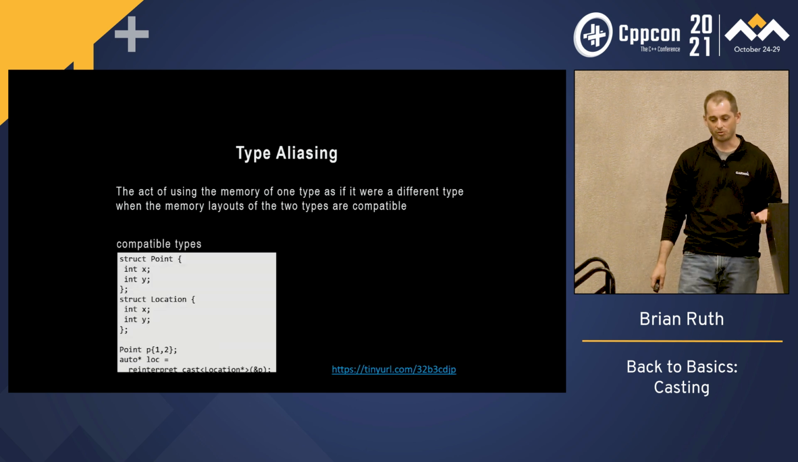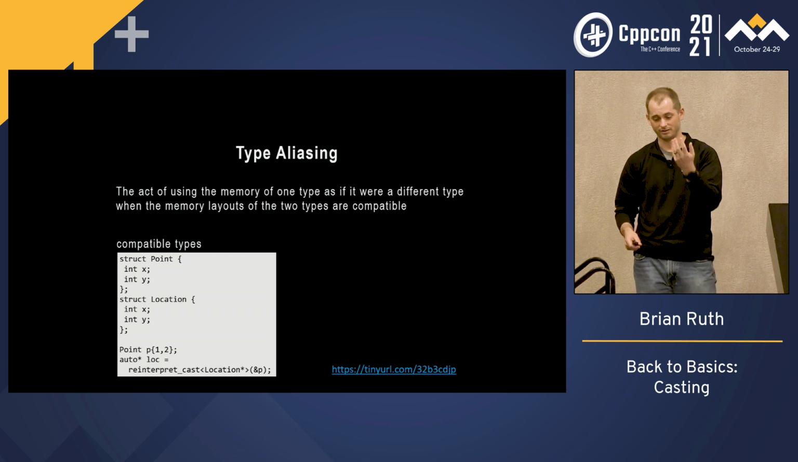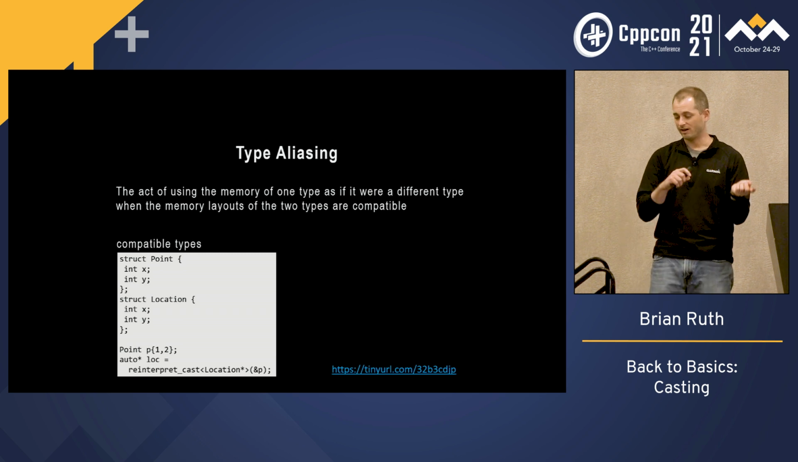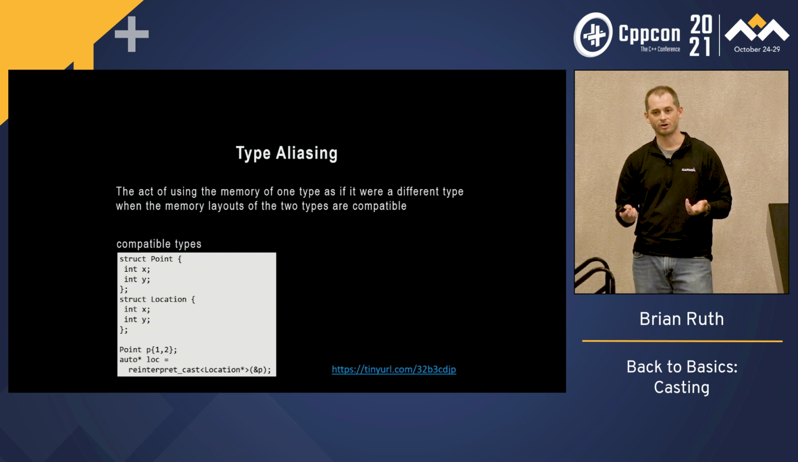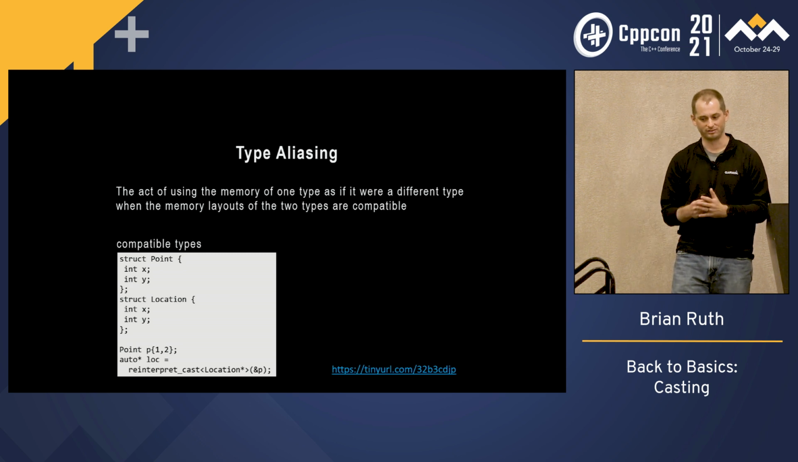So an example of a compatible type: we've got a struct Point that has int x and int y, and another struct with int x and int y, and we can cast back and forth between those using reinterpret cast because their memory layout is exactly the same. The meaning of the memory is exactly the same.